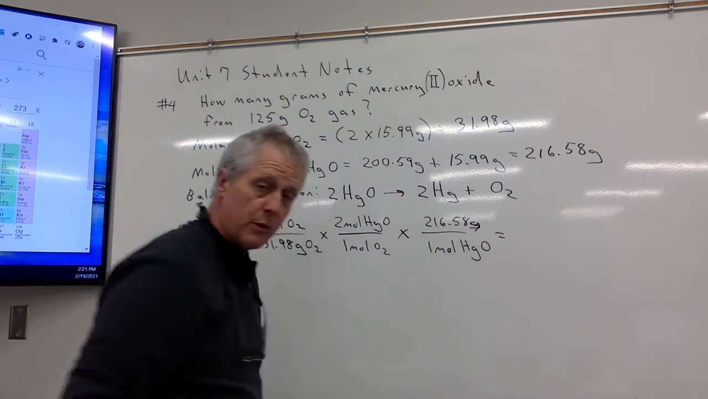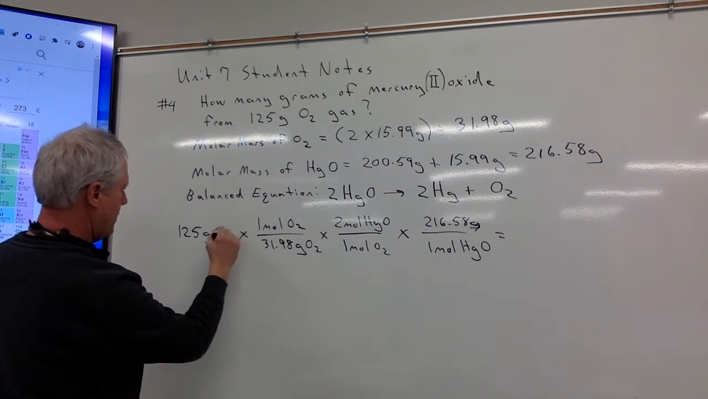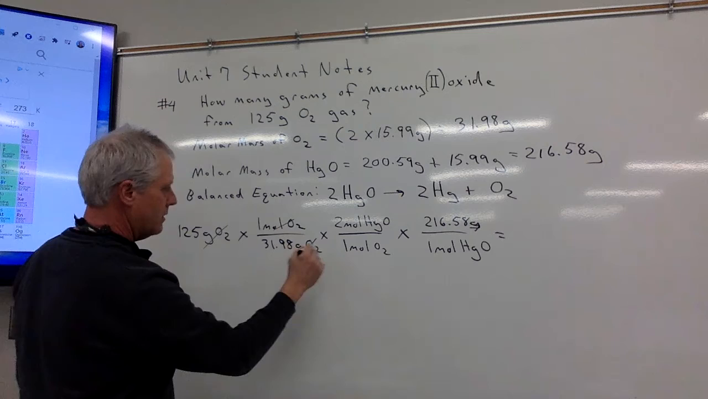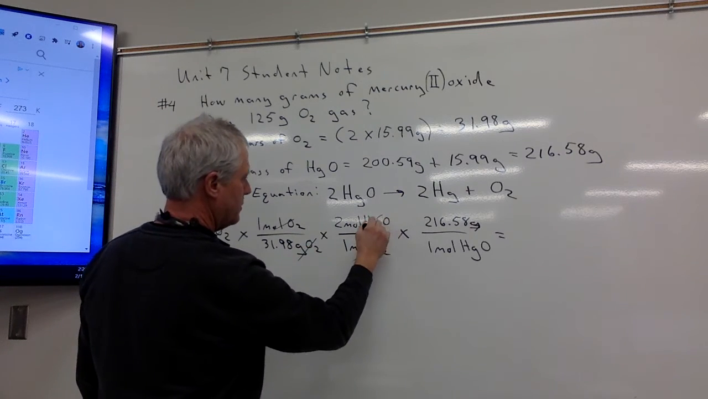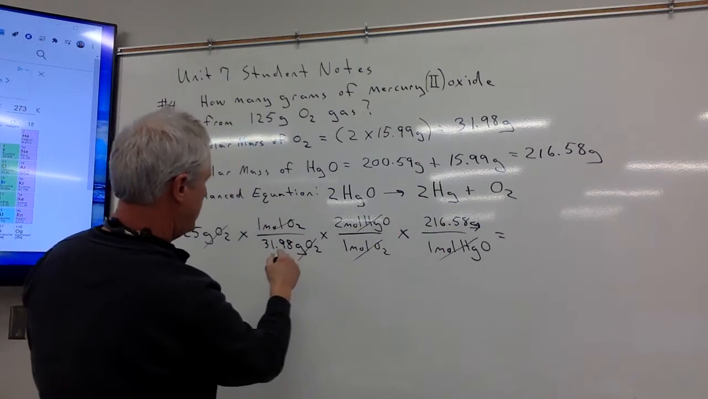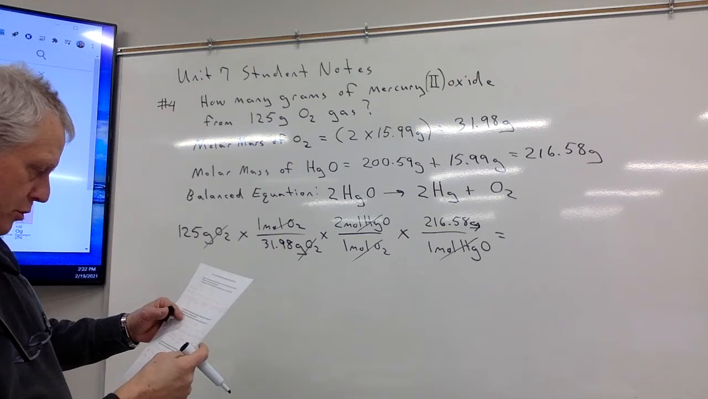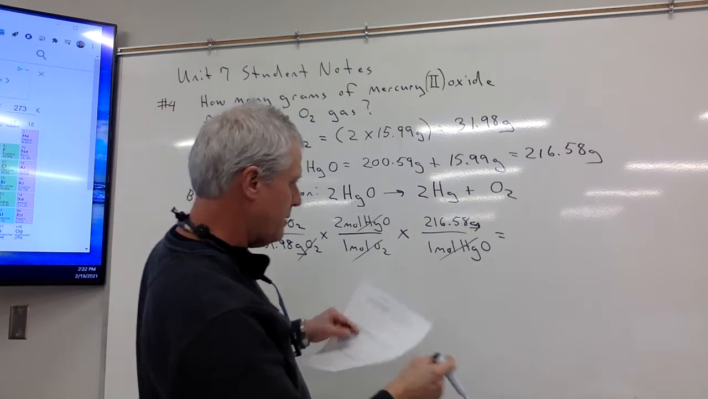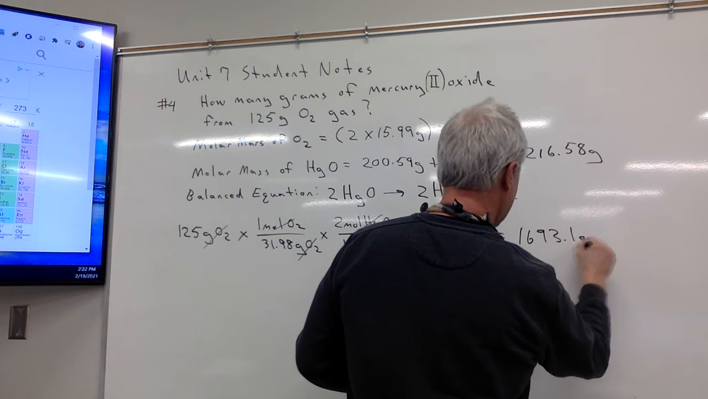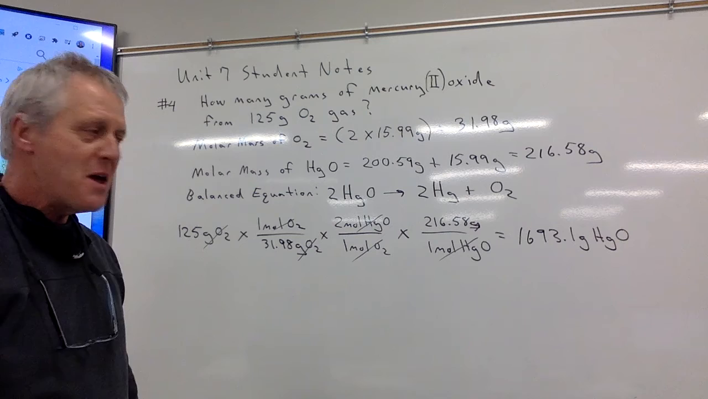Okay, now we're ready to solve the problem. So again, notice that our units are going to cancel. Grams cancel of oxygen there. Moles of oxygen here cancel. Moles of mercury oxide cancel there. We multiply the numerators together, multiply the denominators together, do the division. And the solution then is 1,693.1 grams of mercury oxide. That's how it's done.